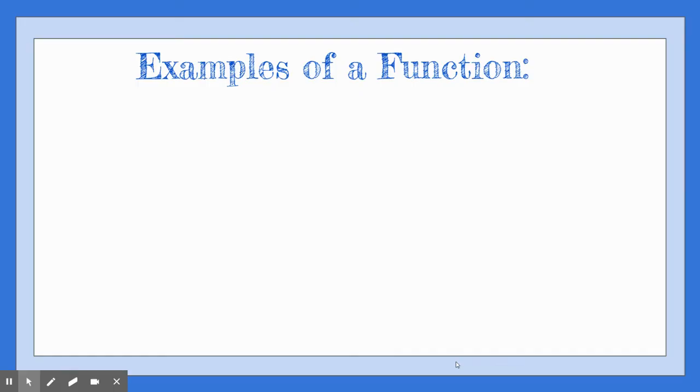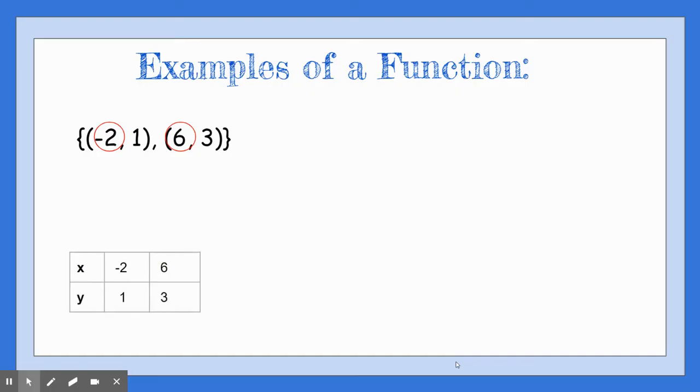So here first we have a set of ordered pairs. It's only 2, but we can see if we're looking at the domain values, which are x values, they are both different. They do not repeat, so this is a function. Now we can use this same example and represent it different ways. So here's a table. It gives us the same information. It's just a different representation, but we could still see that the x values are not repeating and they are different. So this would be a function.